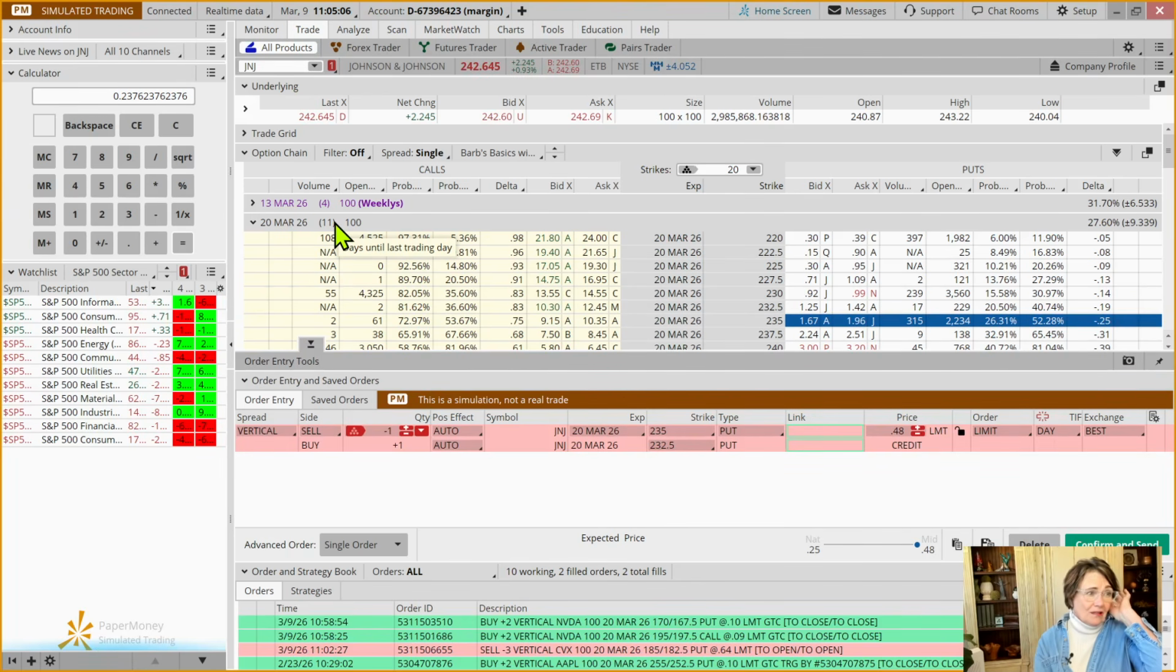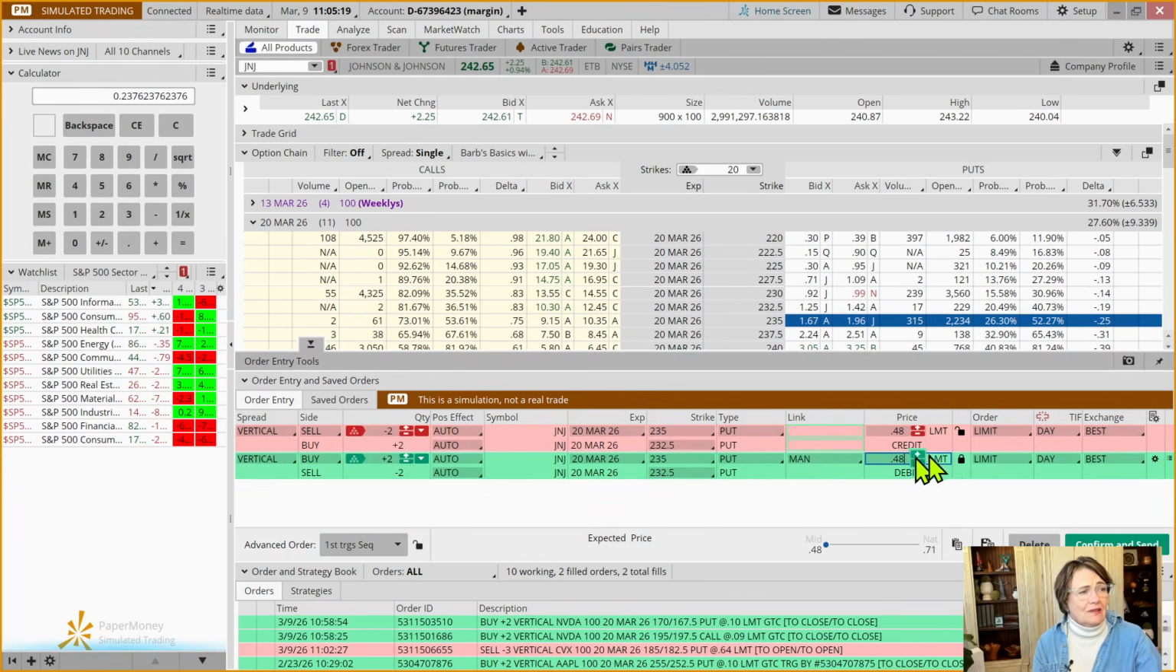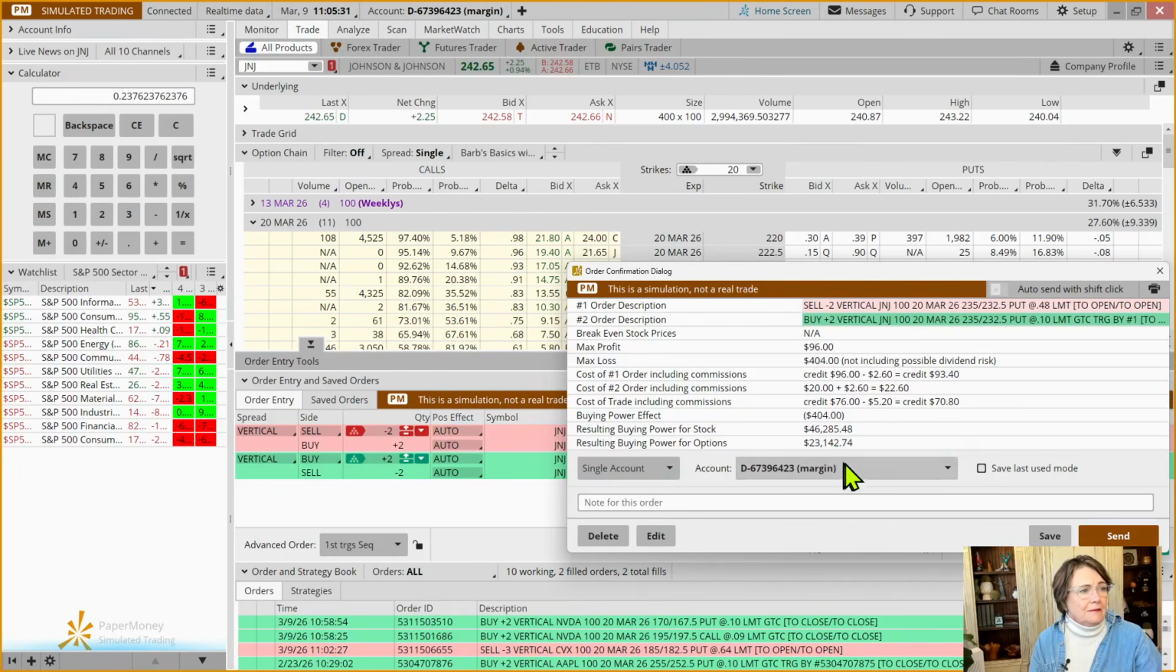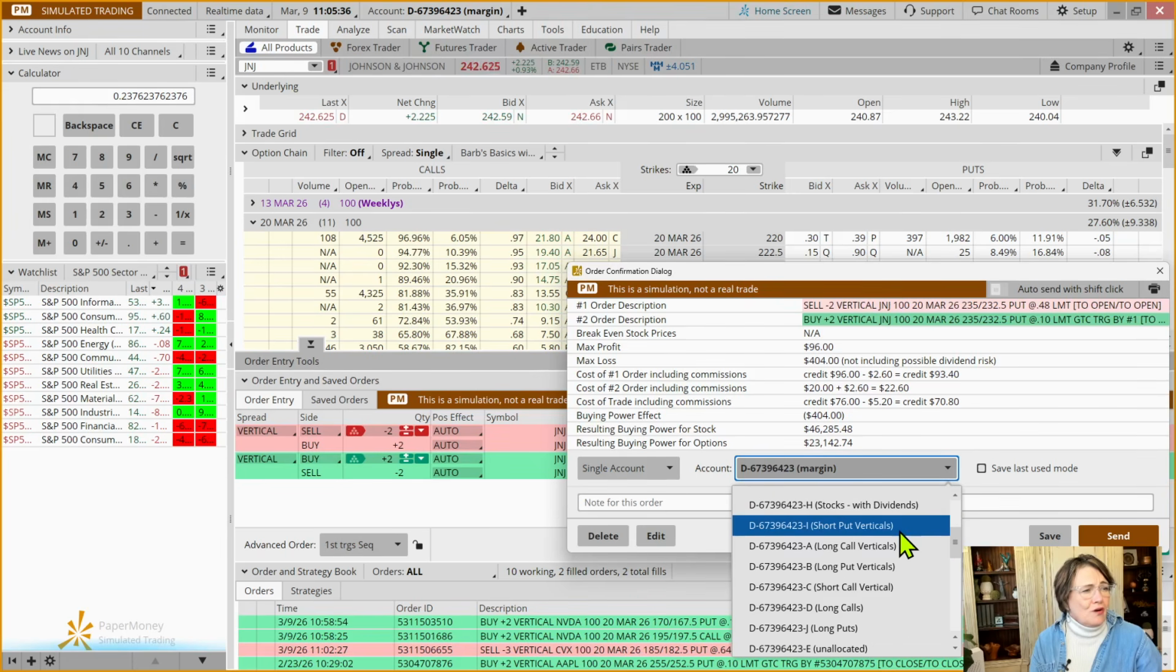So if we say, well, I'm okay with that, so we could do 2 of these, we'd be risking just over $400, single order, first trigger sequence, right click, opposite order. We could say, hey, when this is worth 10 cents or 9 cents, you pick, I'd like to buy it back. Take my risk off the table. So we're going to put that in our short put vertical bucket.